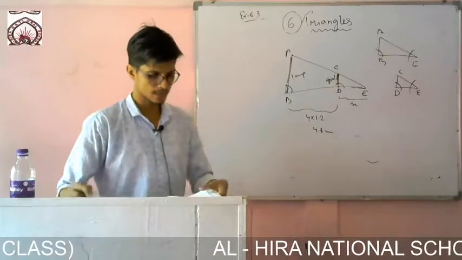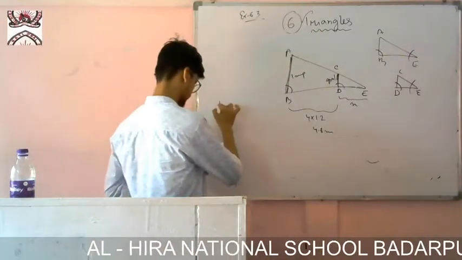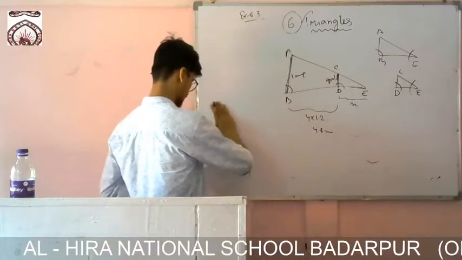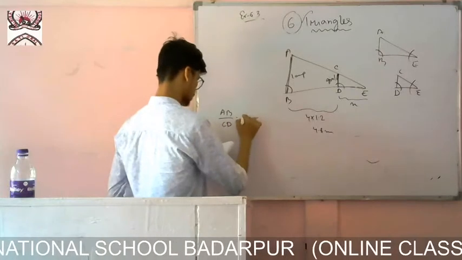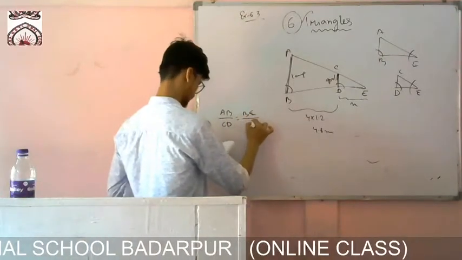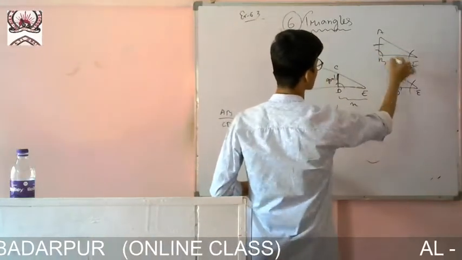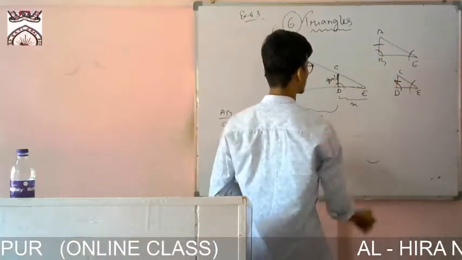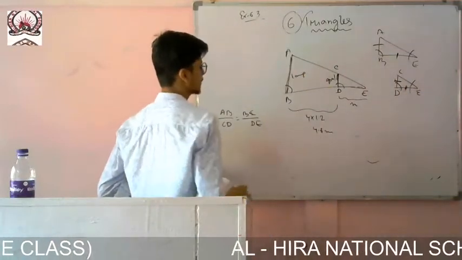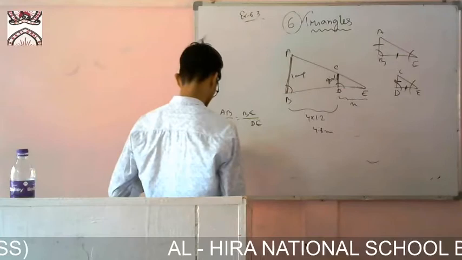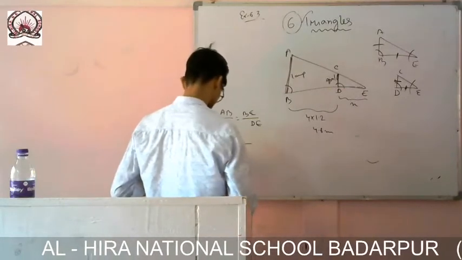If these two triangles are similar, then ratio of their sides will be AB by CD will be equals to BE by DE. AB by CD will be equals to BE by DE. So what is AB here? AB it is the lamp, it is given 3.6.